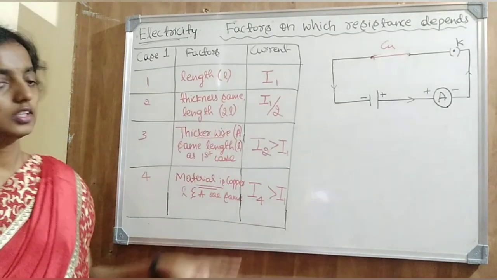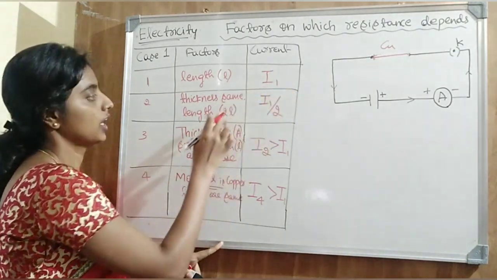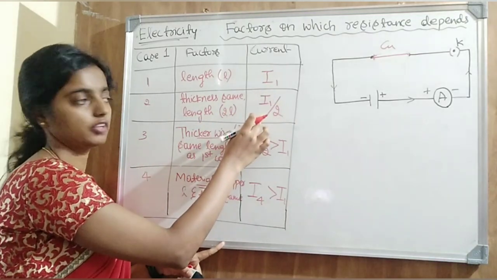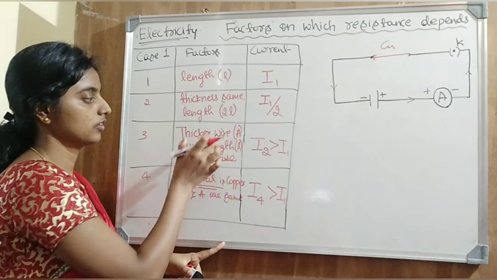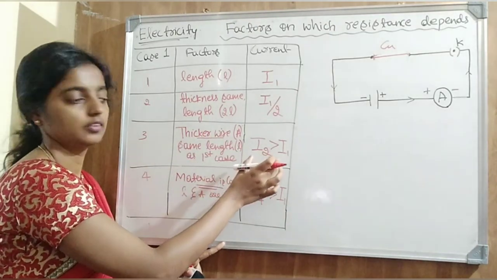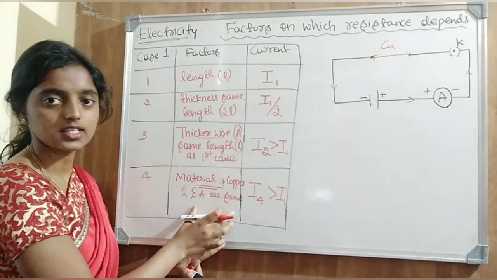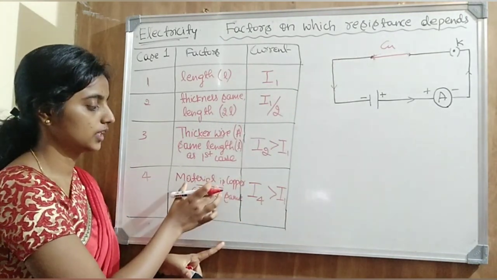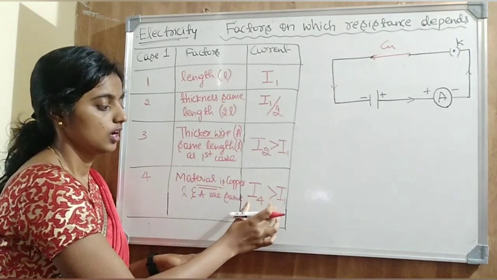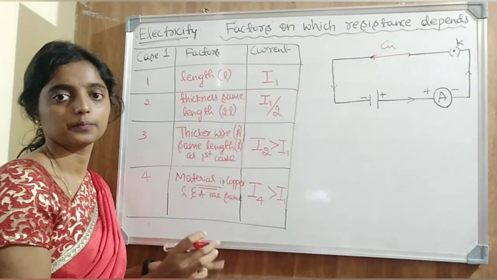Now observe the result. First we got some reading, and when we increased the length, we got the current as half of the first one. When we increased the size of the wire with the same length, we got a result greater than the first case. And in the fourth case, we changed the material from nichrome to copper, and we saw our current is much greater than the first one.